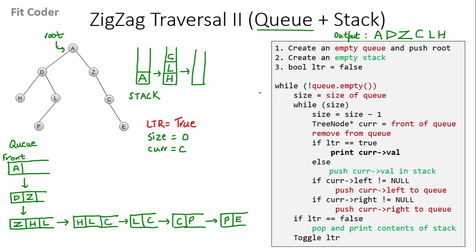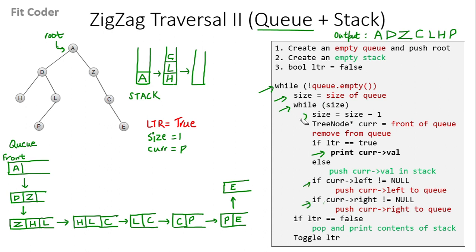Then we again come here while Q is not empty. Size becomes equal to 2. Then we come in this while loop. We decrement the value of size. So size becomes 1. Current becomes equal to front of Q, which is P. We remove from the Q. Then we check value of LTR. LTR is true. So we print value of current, which is P. Then we check left and right of P. Both are null. So these two if conditions are false.